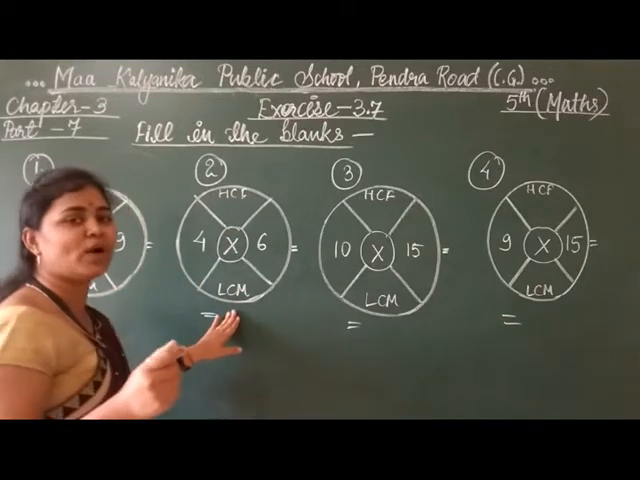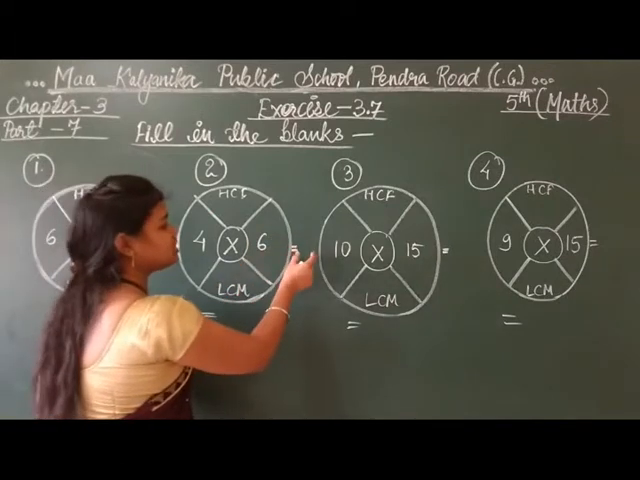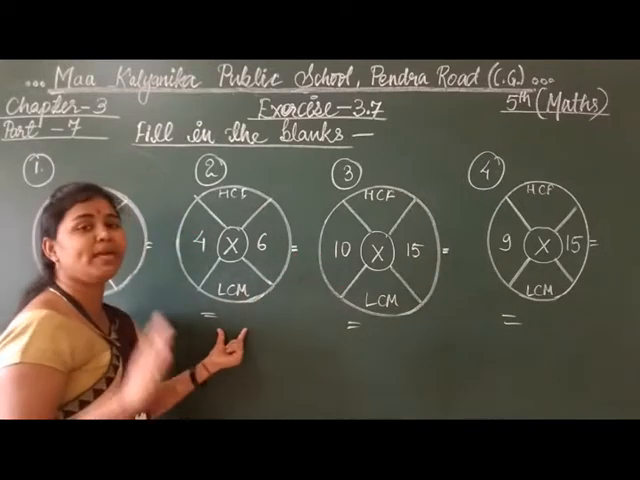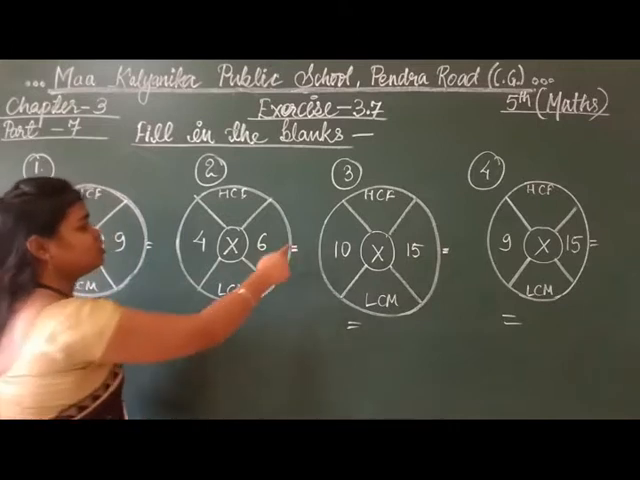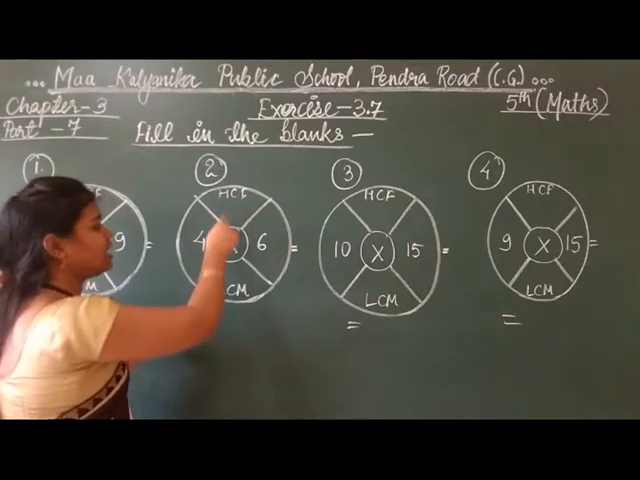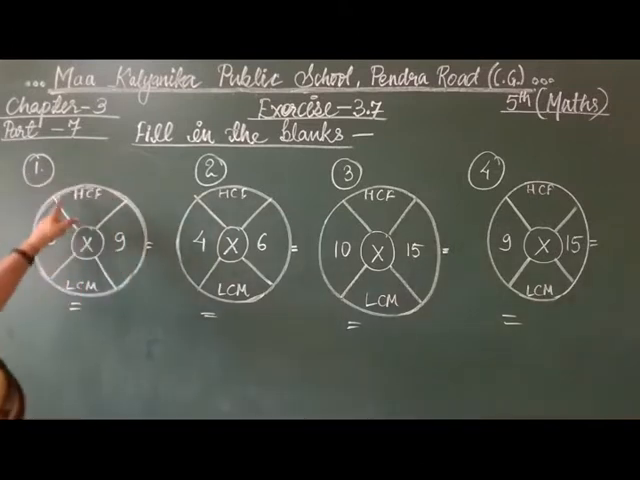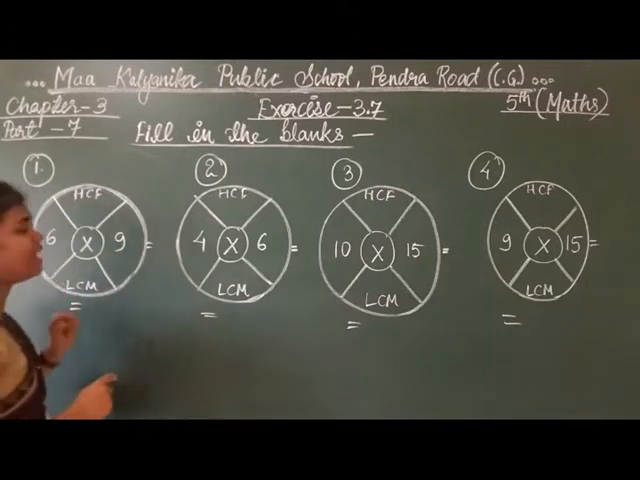And one very important thing: the product which we will receive here and here will always be equal. Okay, so remember it should be equal, otherwise your answer, the LCM and HCF, will be wrong. So let us start from question number 1. So students, 6 and 9 is given, we have to find the HCF and LCM.